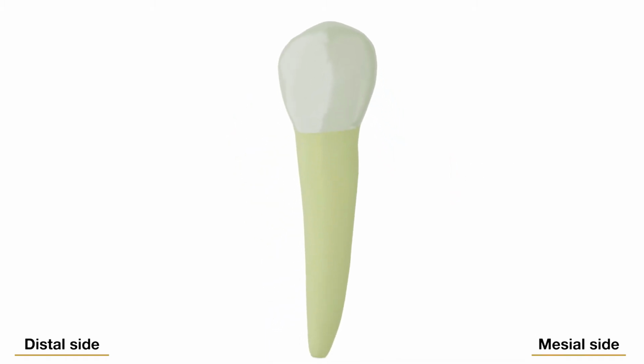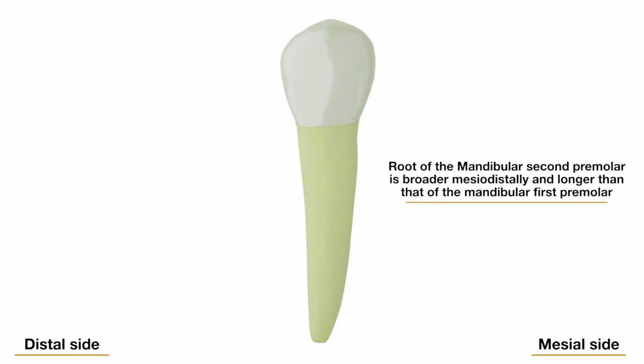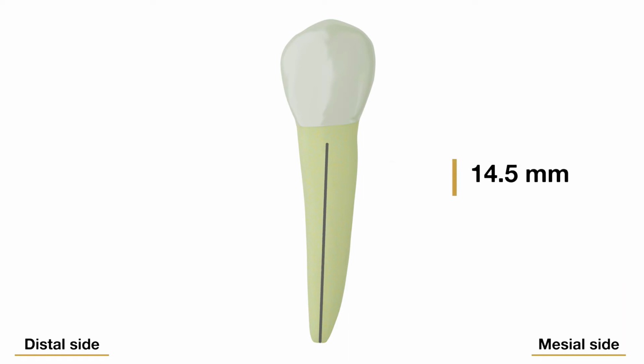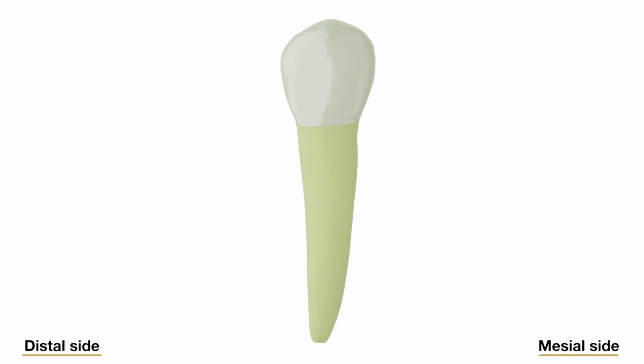Now let us move on to the root form. The single root of the second premolar is broader mesiodistally and longer than that of the first premolar. Length of the root is 14.5 mm and ends in a more blunt apex. In other respects, the two teeth are quite similar from this aspect.